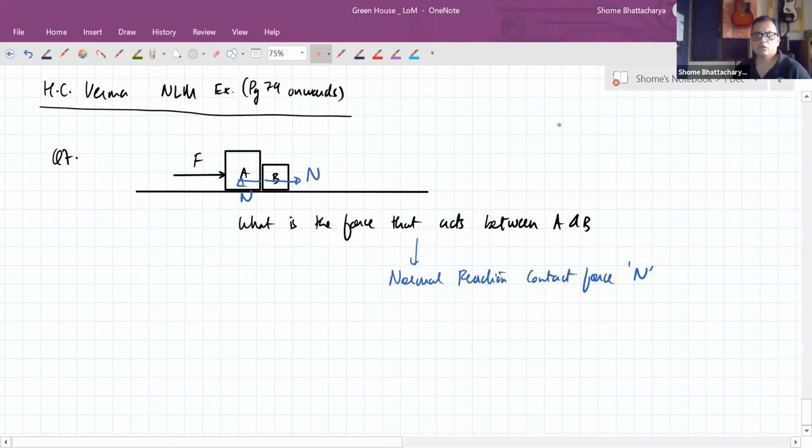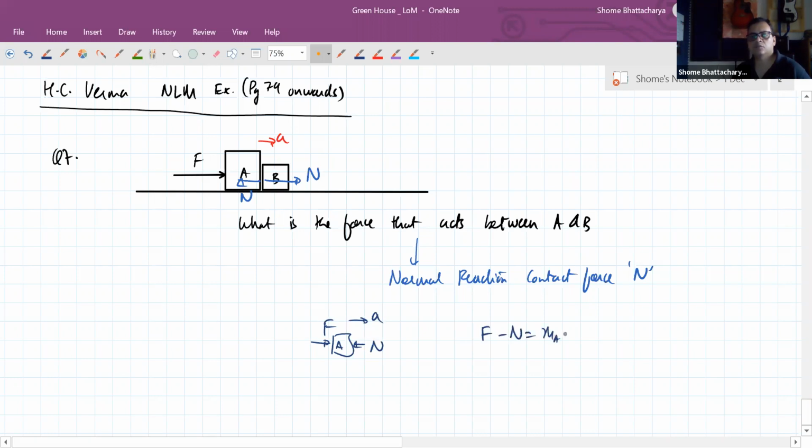So Abhi, you want to find out the force, right? So what you do is you assume the system has some acceleration A and eliminate. When you look at the free body diagram of block A, you have F minus N is equal to m_A a. And when you look at the free body diagram of block B, you have only the normal reaction force pushing it horizontally. So N is equal to mass of B into A.